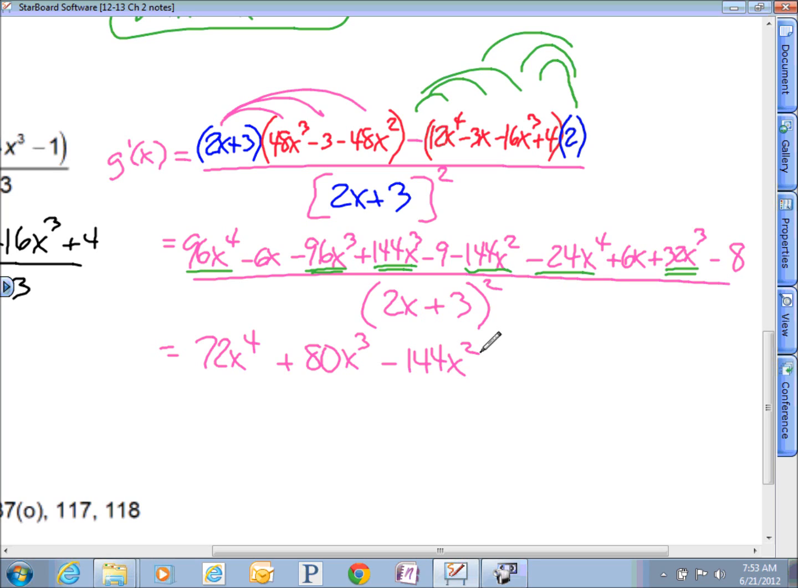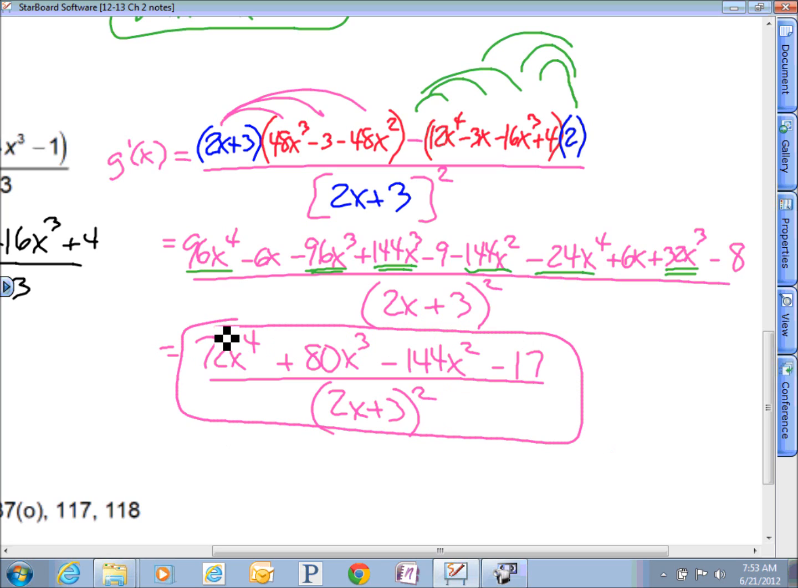And last but not least, we have a negative 9 and a negative 8 for a minus 17 over the top of 2x plus 3 quantity squared. And I really hope we never have to set that numerator equal to anything and solve it. But we do know how. So there's our quotient rule, and away we go.